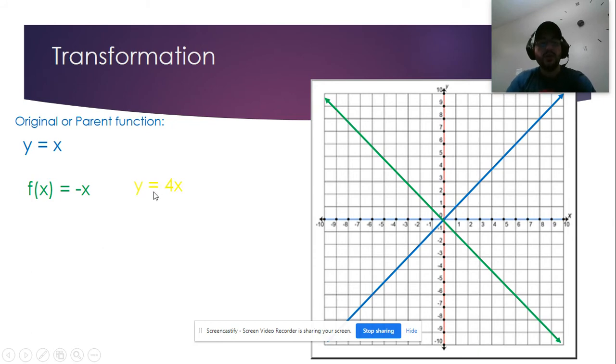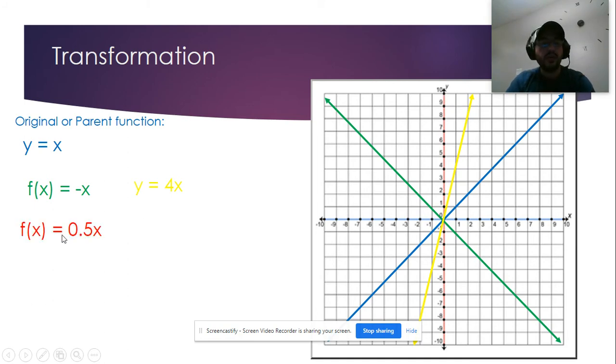Now what will happen when we have this function y equals 4x? So now I'm changing the slope from 1 to 4. So what will happen with this line? Let's graph it here. As we can see, the line is getting more steep. So it's getting closer to the y-axis.